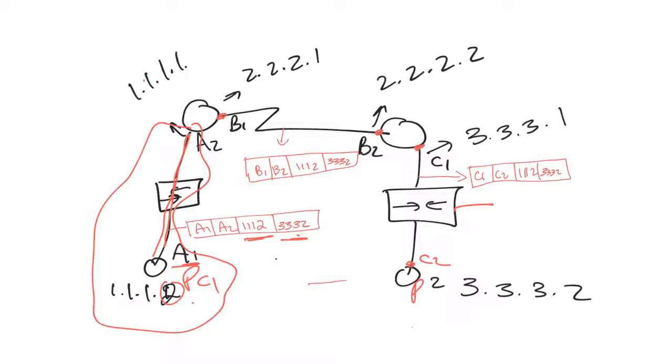The source MAC address is A1. It sent it to A2. The reason it sent it to A2 is because PC1 knows that it's trying to communicate with someone outside its network.